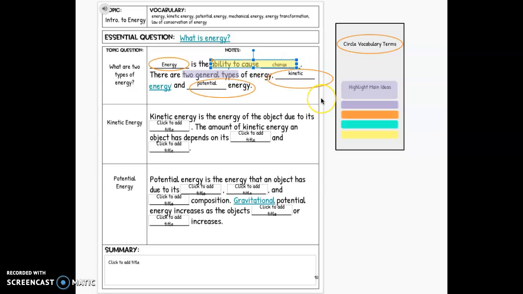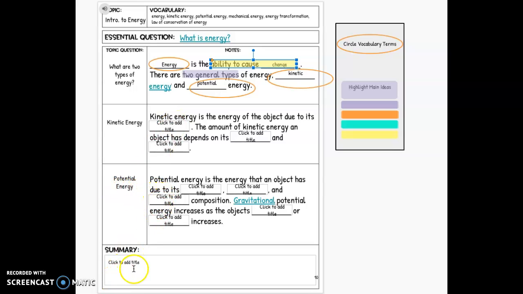Now you might highlight different things, and you might highlight more things or less things, but that is completely up to you. So that's the first section. That took me about 1 minute to go back through, read that section 2 times, and highlight and circle important things. I'm going to do that with every single section. I'm going to do that with my kinetic energy section, my potential energy section.